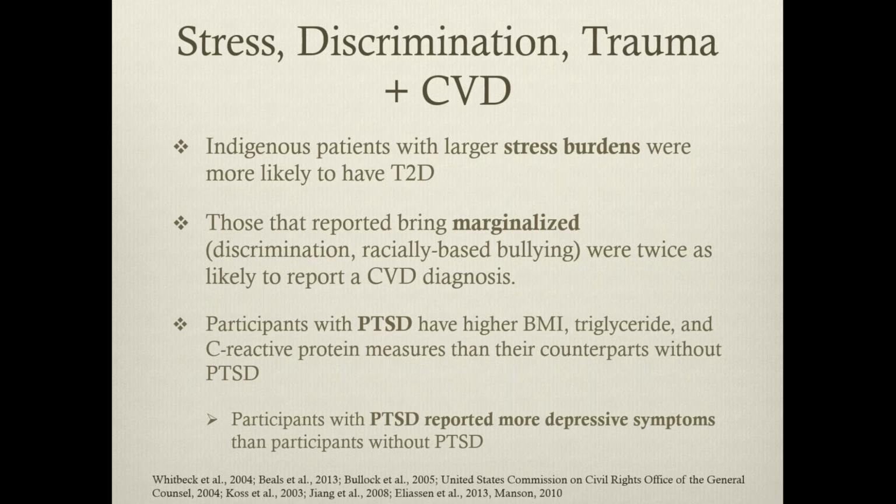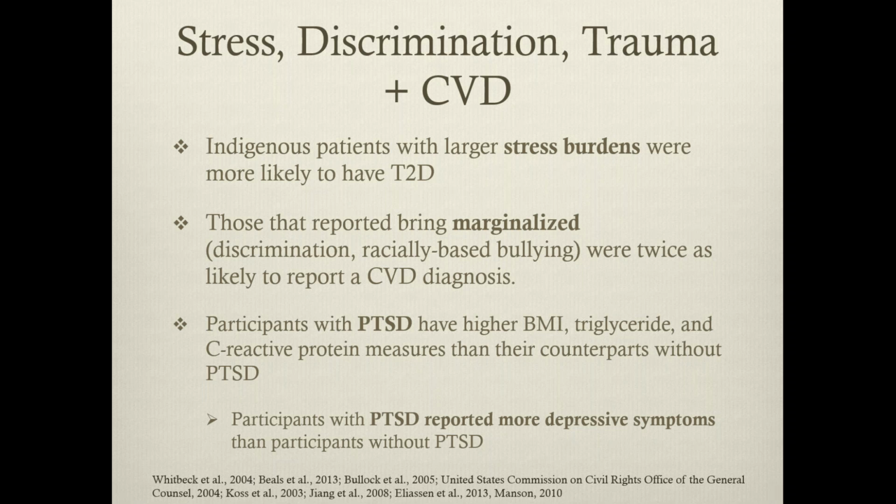So what do we know? I'll just review a few studies. Native folks who have larger stress burdens are more likely to have type 2 diabetes, found in one study. In another one, those that reported being marginalized, which they define as being discriminated against or even bullied due to their race, were twice as likely to report a CVD diagnosis.